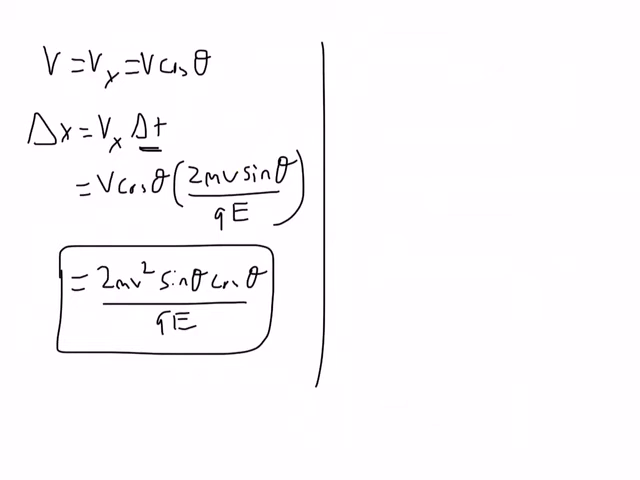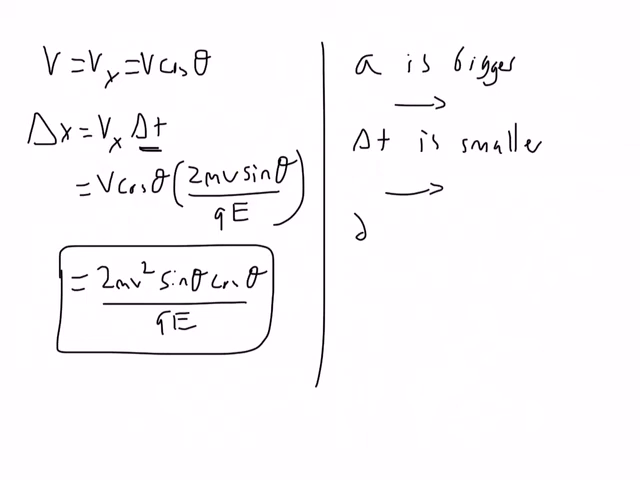So the kind of reasoning is that a is bigger, so delta t must be smaller, so d must get shorter. And that's basically what you want to write right there. You notice how the effect of gravity changes the acceleration, and then kind of trace that through your work.